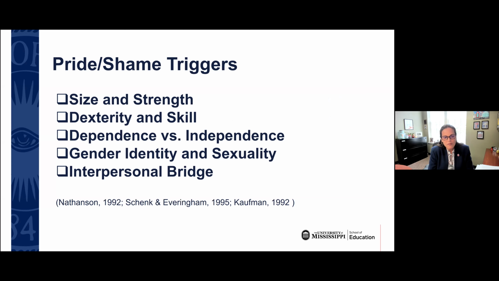So we can look at the shame pride triggers. What is it that triggers either pride or shame? What are these developmental triggers? Aspects of size and strengths. Researchers have shown that aspects of our size, our strength, can be areas where we either feel pride or shame. Dexterity and skill. You see, obviously, these things are apparent when you're in a classroom. We can either feel pride in our skill, our ability to do things, or shame in our perceived lack of ability. Dependence versus independence can trigger pride and shame.